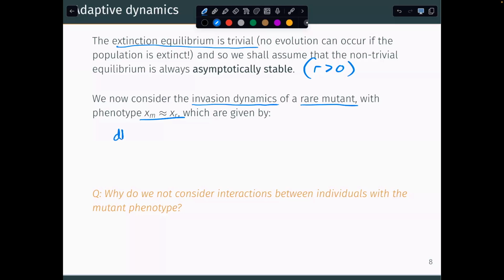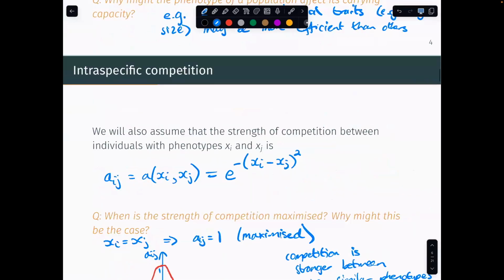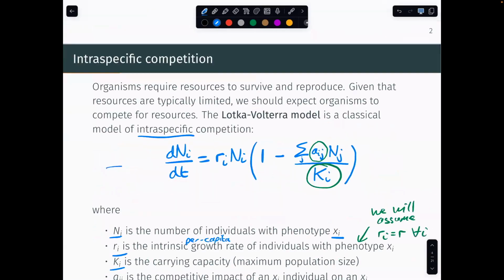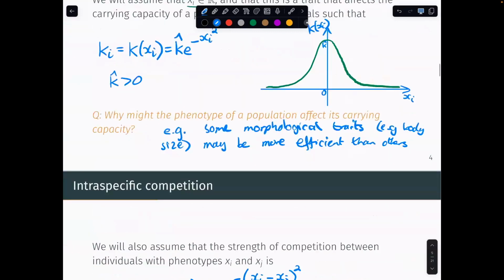So let's think about the dynamics of this rare mutant, dNM/dt. I'll just go all the way back to the beginning. This is just this equation here, but for our mutant. This is where this equation is coming from.